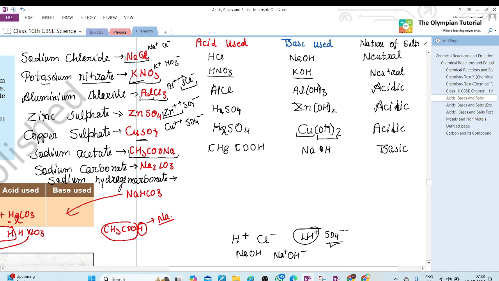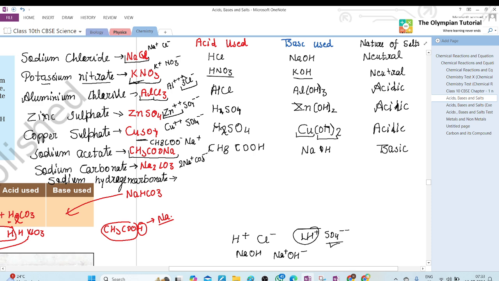Ionize CH3COONa. Ma'am, acetate ion and sodium ion. Okay. Thania, now we'll discuss sodium carbonate. Sodium ion plus and carbonate ion. Students, note it down in your notebook.